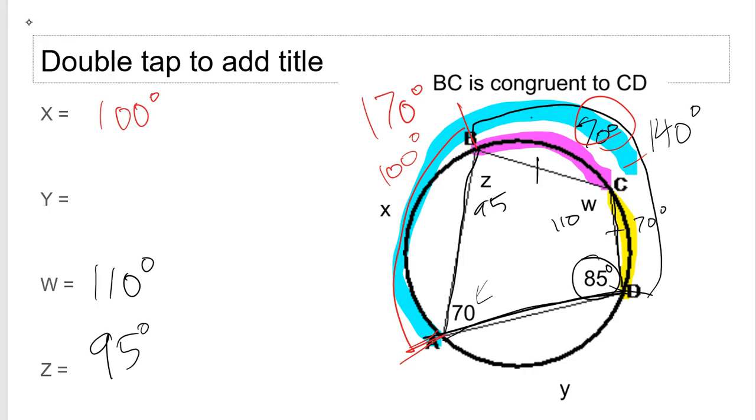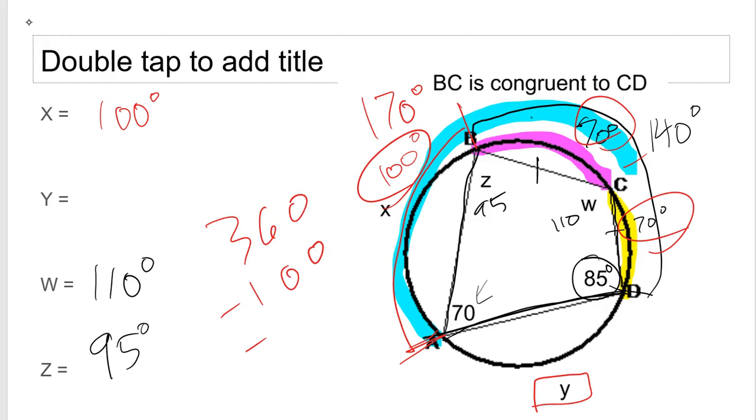Alright, so we know that this part is 100. We know that part's 70. We know this part's 70. The question is, how do we find that part? Well, all 4 must add up to 360. So if you took 360, subtracted 100, minus 70, minus 70, I bet you're going to get that number.